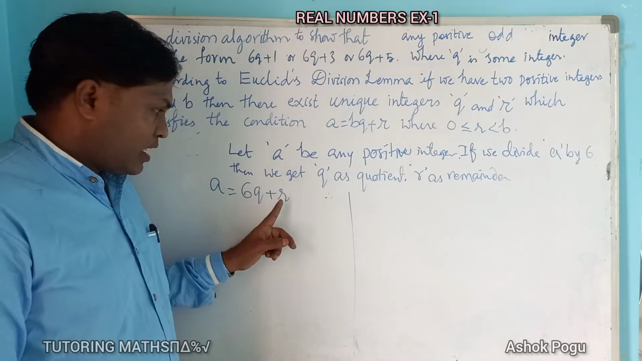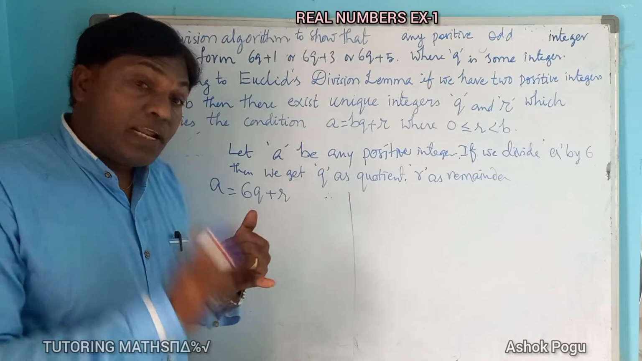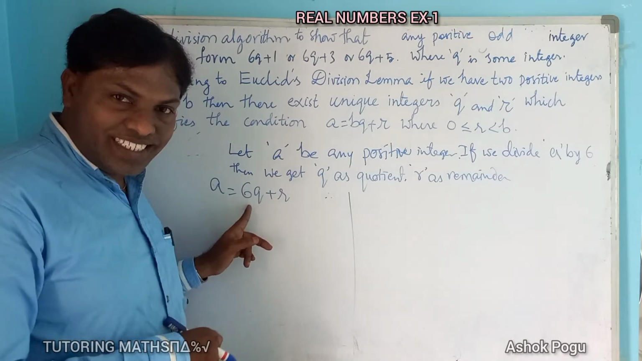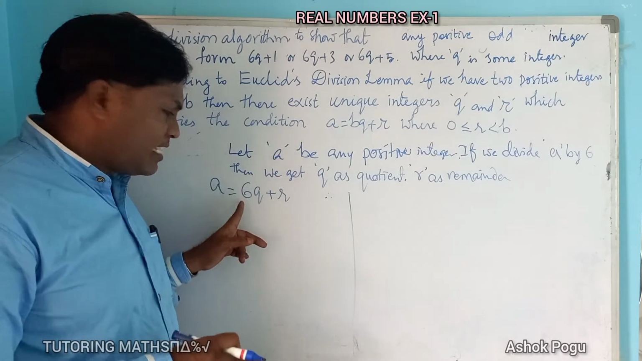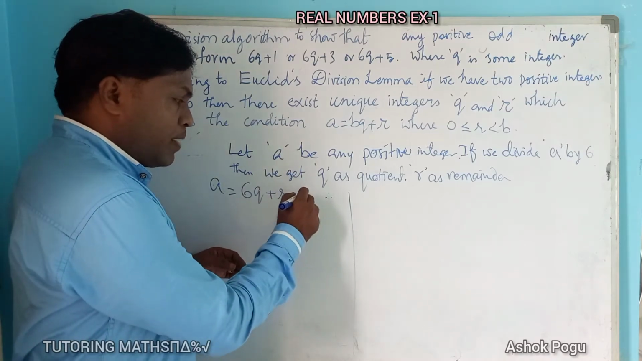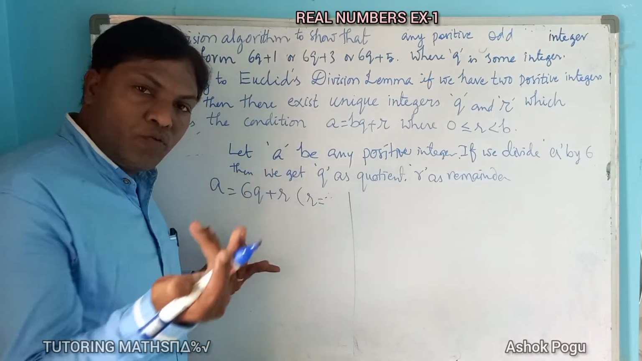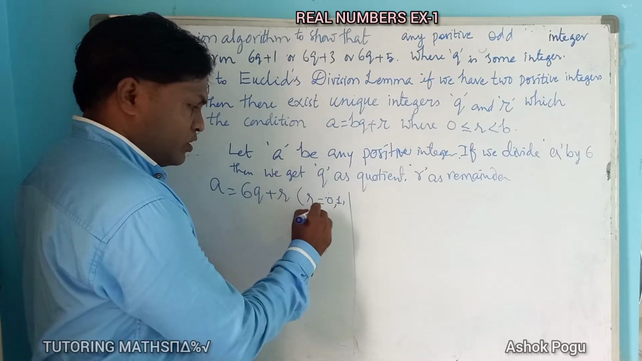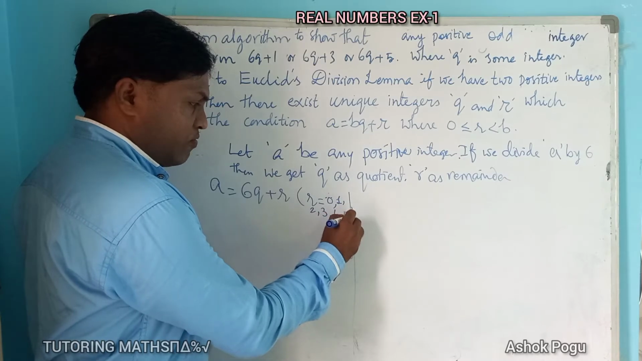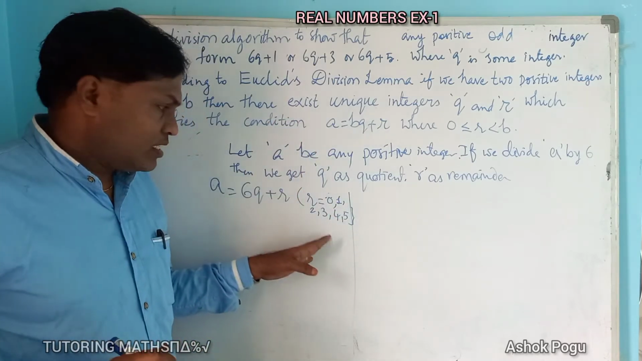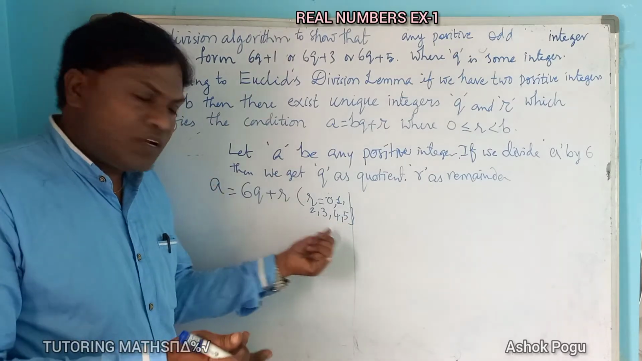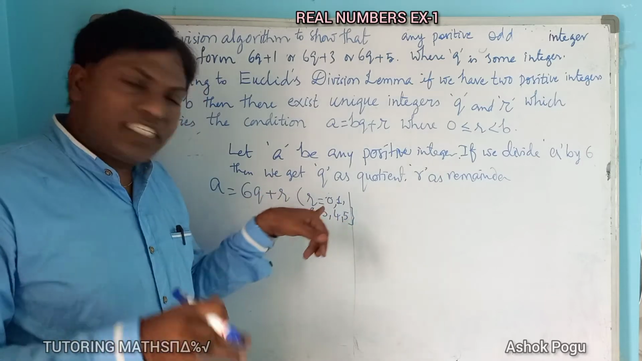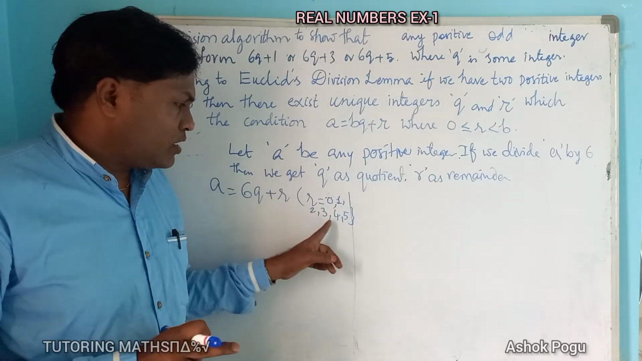But listen to me here. What would be the remainders? The remainder should always be less than the divisor. Means what would be the possible values of r? Tell me, what would be the possible values of r? r would be 0; it may be 1, 2, 3, 4 and 5, up to 5 possible. Why? Because we cannot get remainder 6, since we are dividing by 6. Then how do you get remainder 6? Not possible. The possible remainders will be 0, 1, 2, 3, 4, 5.